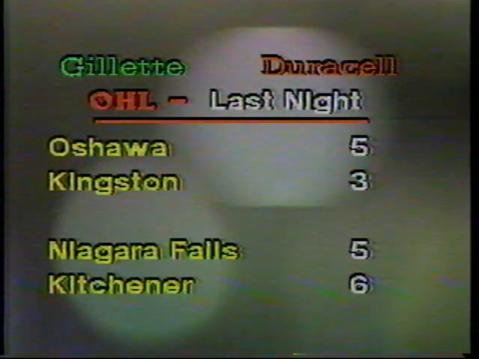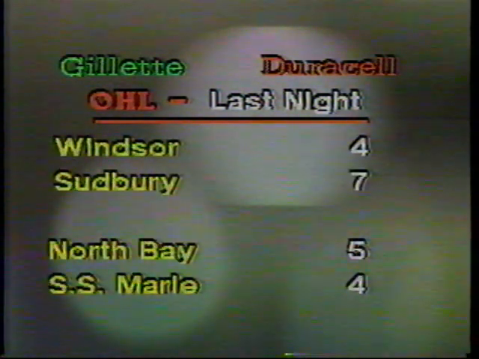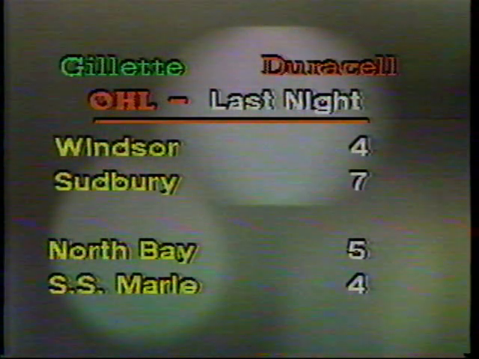Checking our Gillette Duracell scoreboard around the OHL last night. The Generals win in Kingston 5-3. The Falls drop a 6-5 decision to the Rangers in Kitchener. London edges the Guelph Baiters 2-1. The Marlies lose in Ottawa 6-3 to the 67s. Sudbury over the Spitfires 7-4. The Bay edges the Sioux 5-4.